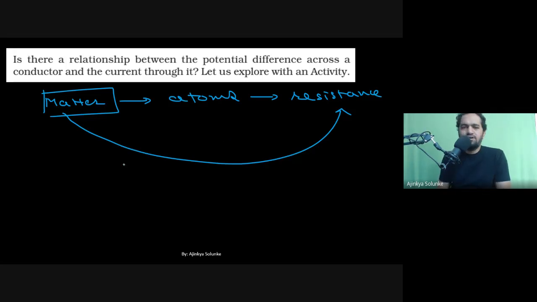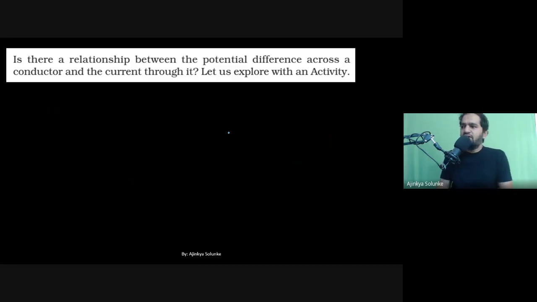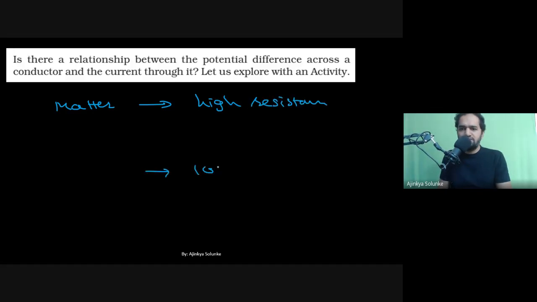Okay, so what about our body? What do you think? Does our human body have any kind of resistance? Obviously, right? Our body is also made up of atoms. So yes, definitely, even our body has some kind of resistance. Yes, correct. But even if every matter has resistance, somebody might have high resistance and somebody might have low resistance.